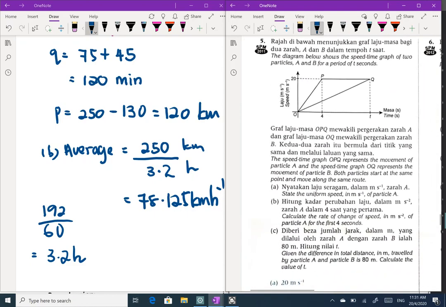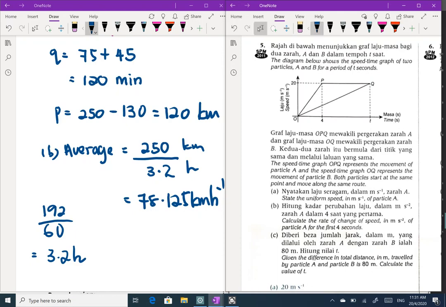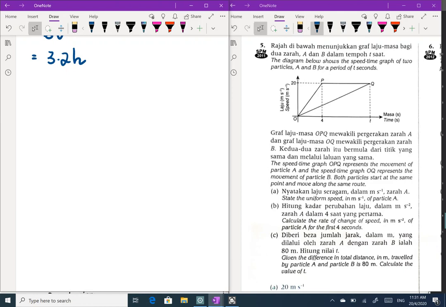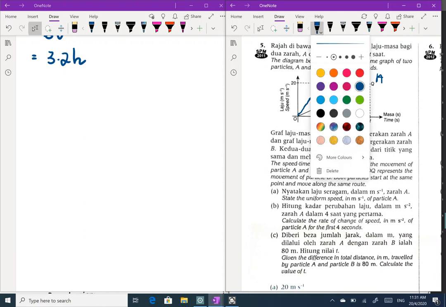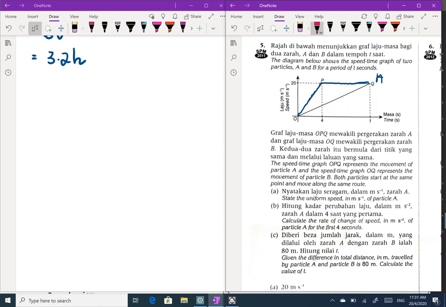Question 5. Okay, we come to question 5. The diagram below shows the speed-time graph of two particles A and B for the period of t seconds. The speed-time graph OPQ is the particle A. The graph OQ is the particle B.